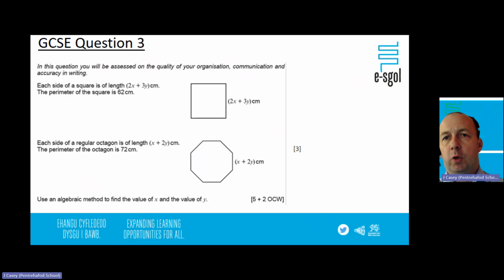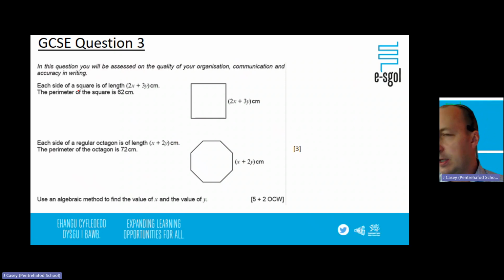So let's have a look at the question. Each side of the square is of length 2x plus 3y centimeters. That's every side of the square. And then each side of the regular octagon, and what's important is it's a regular octagon, which means all the sides are the same length, is x plus 2y centimeters. The perimeter of the octagon is 72, and the perimeter of the square is 62.